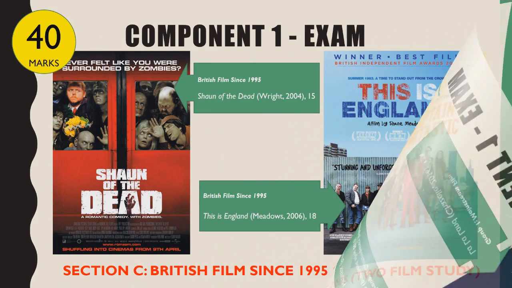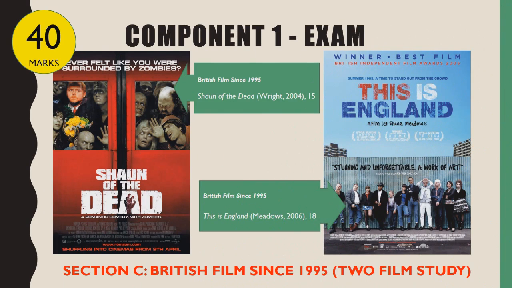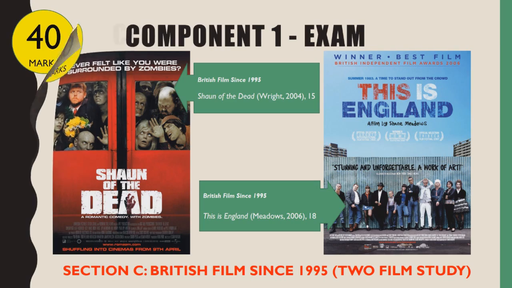And then once this is done, we move on to section C, which is British film since 1995. And here we'll look at another 2 films. We look at Shaun of the Dead and we look at This Is England. And when we study these films, we're looking at narrative theory and ideology.